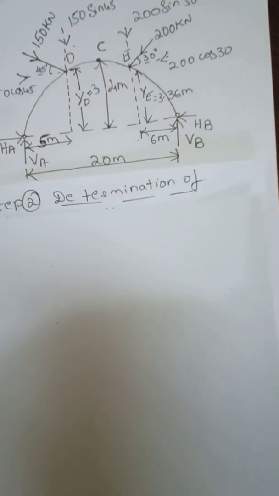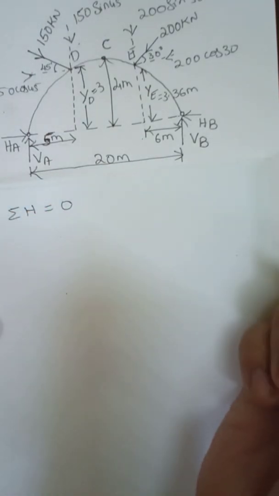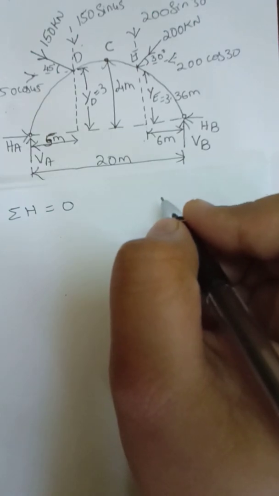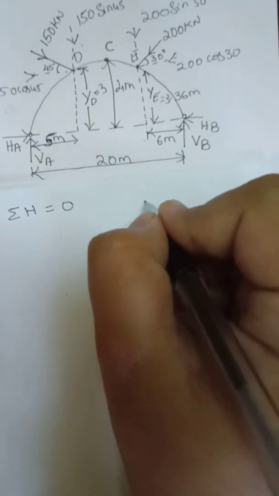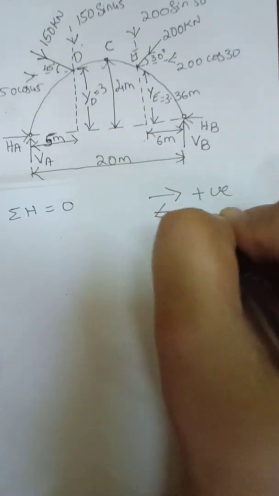So after the determination of VA and VB, the next important step is we need to compute the horizontal thrust. For that we have one more equilibrium condition, that is sigma H is equal to 0, the summation of all the horizontal forces is equal to 0. I take right side force as positive and left side force as negative.